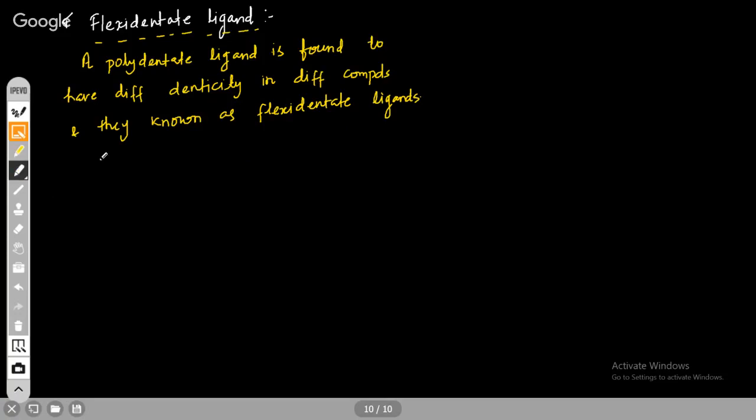For example, if I am writing down this ligand, EDTA 4 minus, what is the name of this ligand? It is ethylene diamine tetraacetate ion, because the charge is 4 minus. If the charge is 3 minus, it is triacetate. If the charge is 4 minus, it is tetraacetate ion. Right? And what is the denticity of this ligand? Can you tell me the denticity? Denticity of this ligand is what?